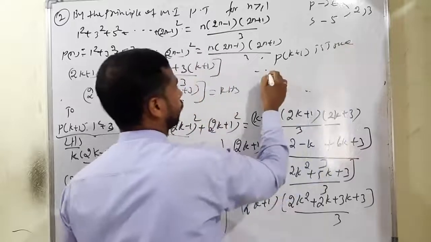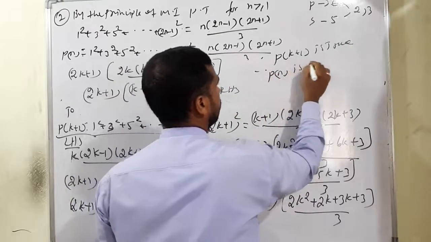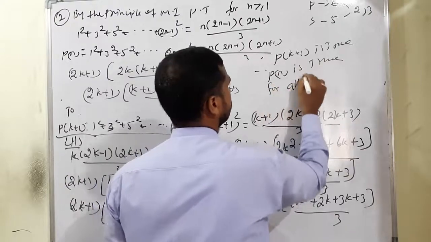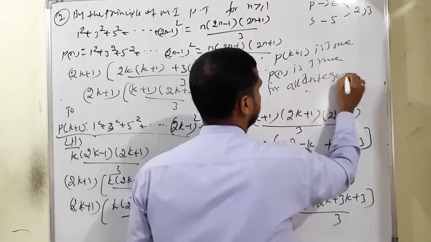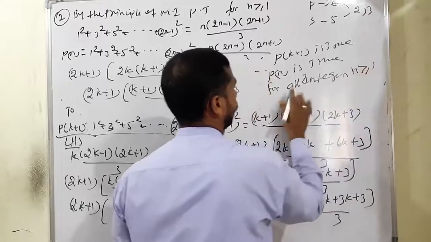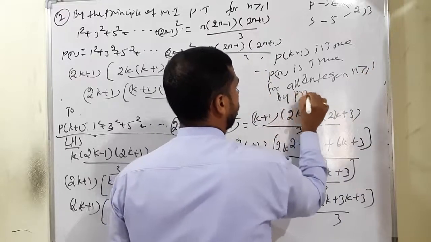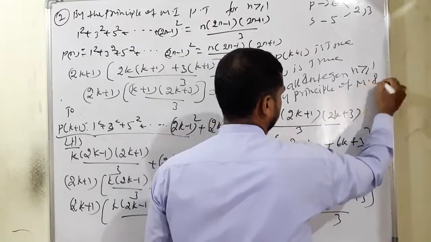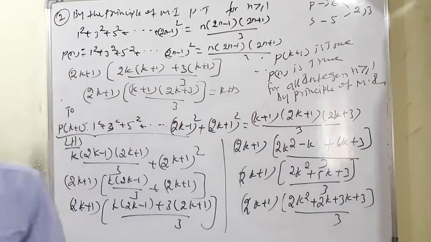So, P of k plus 1 is true means P of n is true. Therefore, for all integers n greater than or equal to 1, by the principle of mathematical induction. Okay, I will continue with the next question.